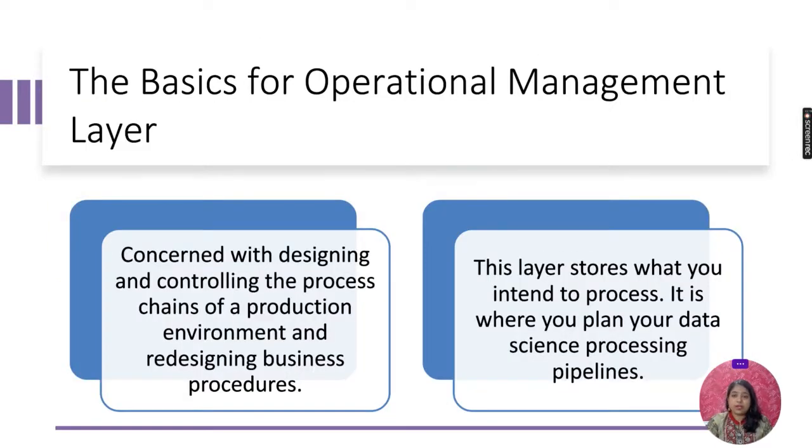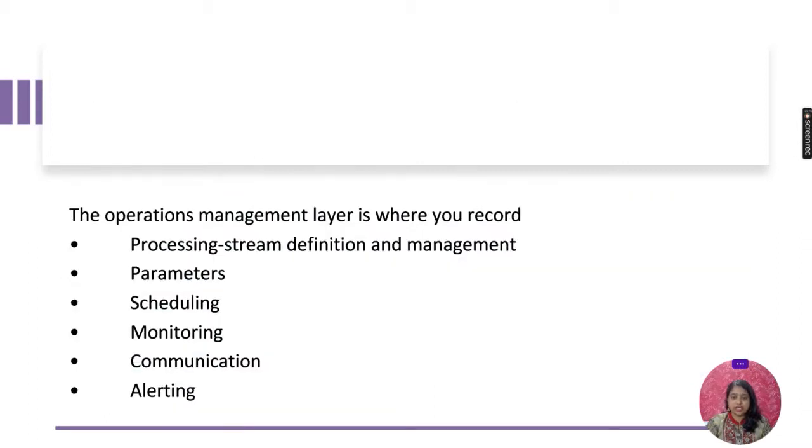Now, the operational management layer, it is basically concerned with designing and controlling the process chains of production environment, and redesigning business procedures. So this layer stores what we intend to process. It is where we plan our data processing pipelines. So basically all the processing is happening in the operational management layer. Now what we need to record in this layer?